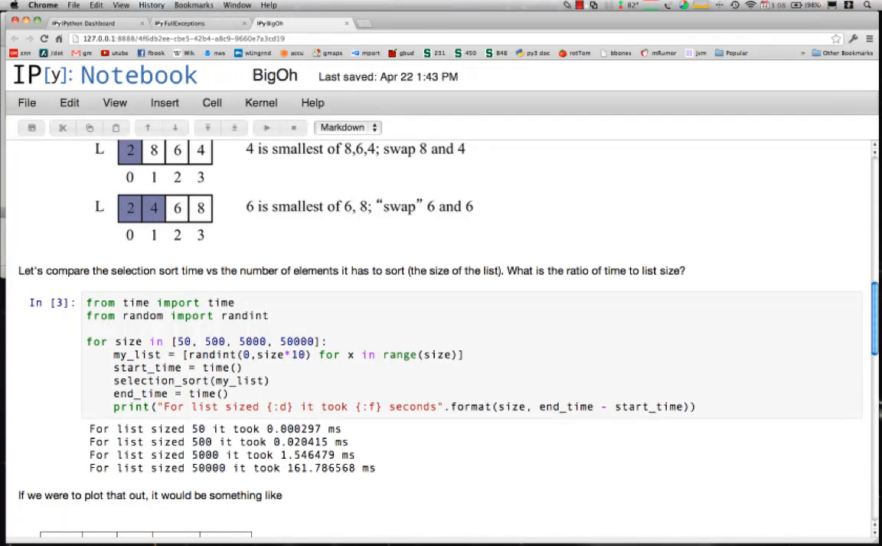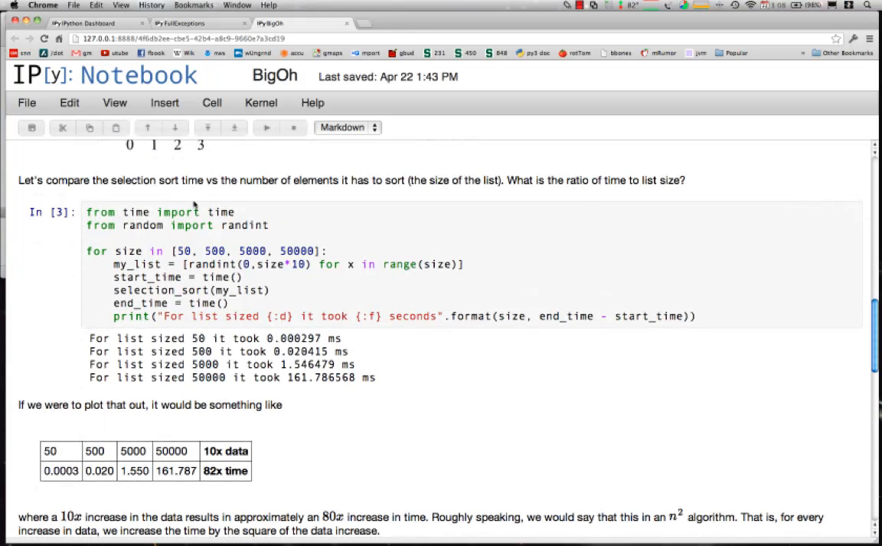Let's try to go through and do some comparisons. What we're going to do is measure the time, so we're going to import the time module, and we're going to make random integers. We're going to generate lists of random integers with 50, 500, 5,000, and 50,000 elements in the list.